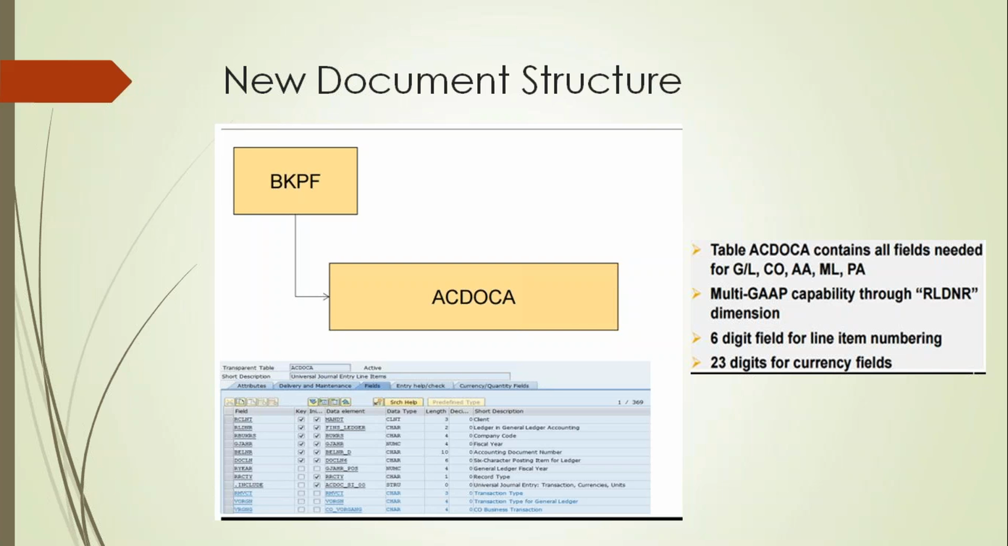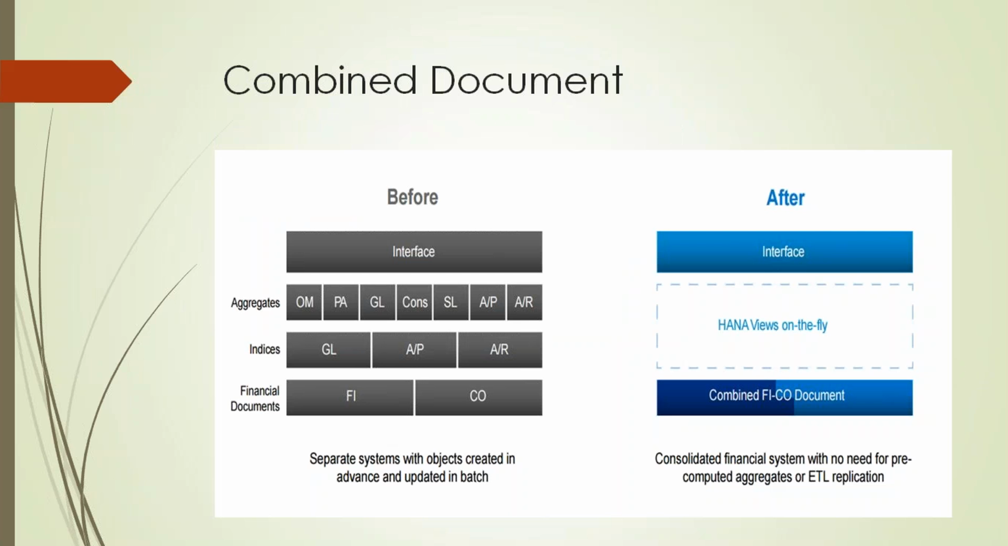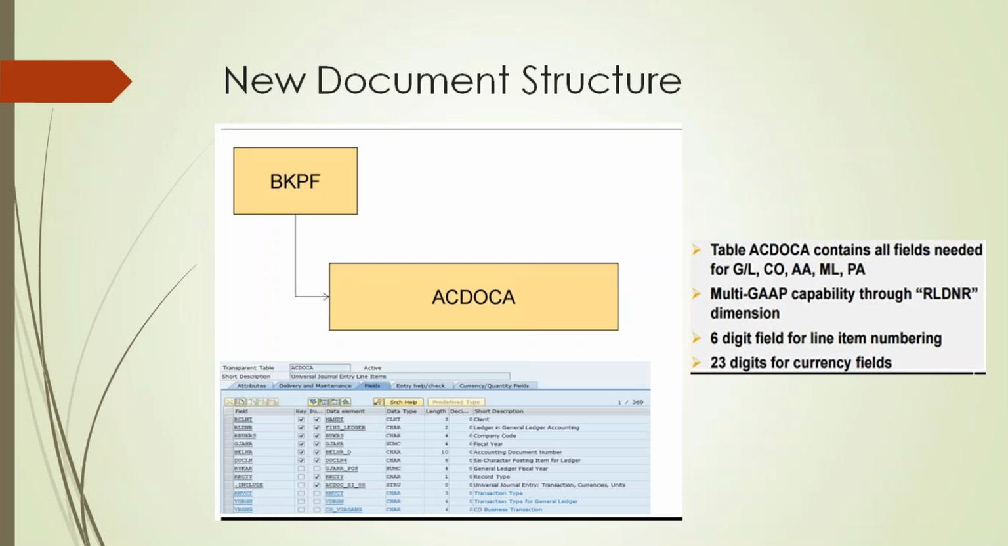Gaurav, how is the performance of this table? If you take BSEC or BKPF, they were cluster tables, so extracting any data from them was quite difficult. And how is ACDOCA now? Is that going to be a cluster table now? Can we extract the data? I mean, how is the performance in a nutshell?